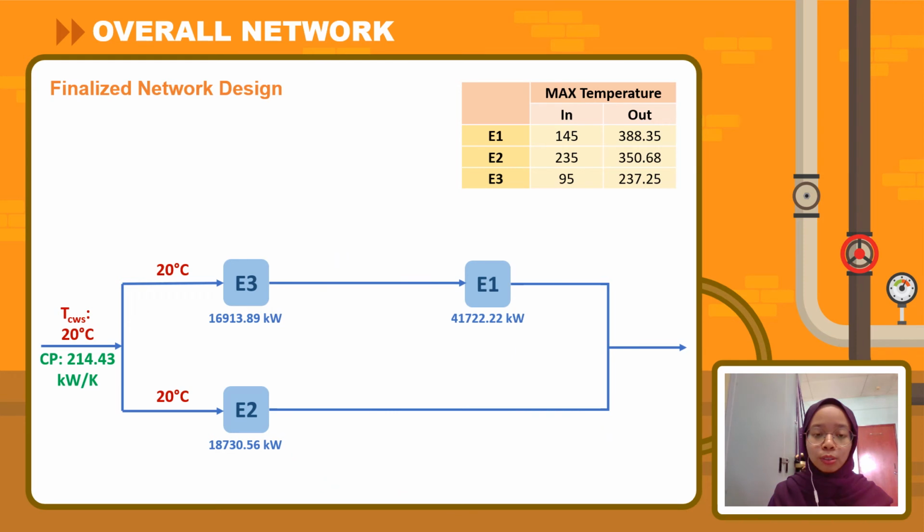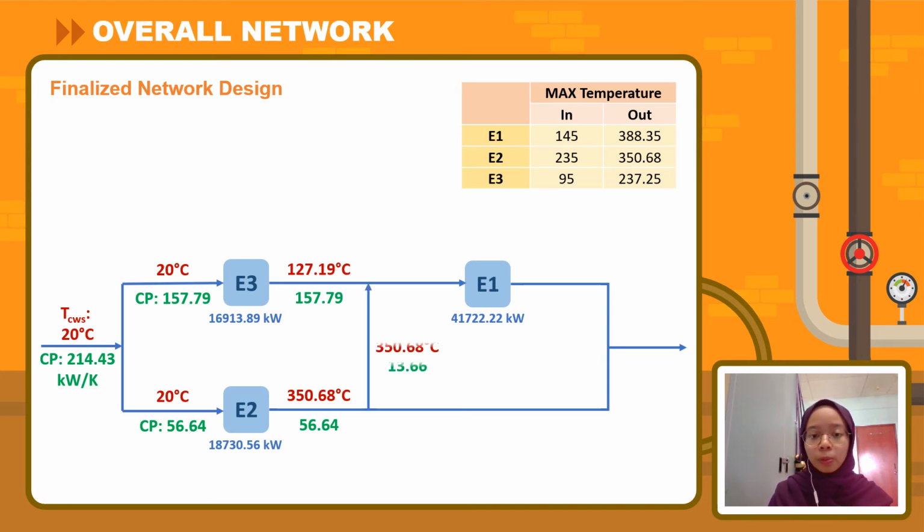Okay, now we need to do some modification from our previous network. So for E2 we have remained everything, but for E3 we have increased the CP to become 157 kilowatt per K, which makes the outlet of E3 become 127 degrees C. So to supply into E1, we have taken CP of 13.66 kilowatt per K from the outlet of E2 and mix it with the outlet of E3. So this total CP becomes 171.45 kilowatt per K with the temperature of 145 degrees C.